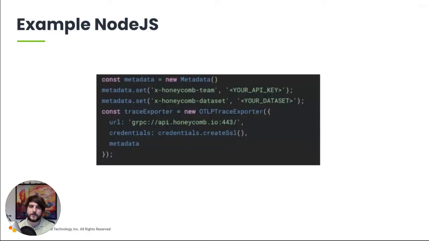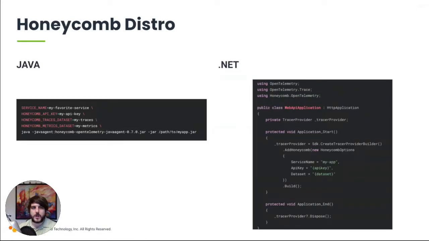So here's an example, right? In Node.js, you're going to take the header information, that's that metadata variable. You're going to set up a new exporter. You're going to export to Honeycomb's API, and you'll be off to the races. Now, we also offer Honeycomb-specific distributions of OpenTelemetry for Java and .NET currently, although we are working on adding more.